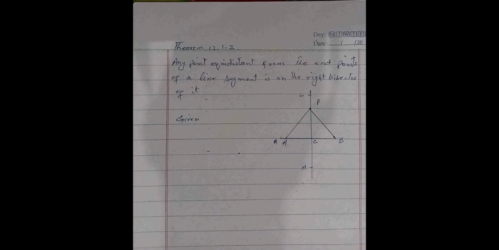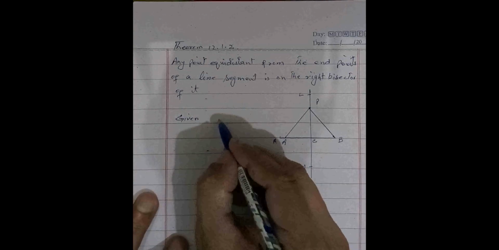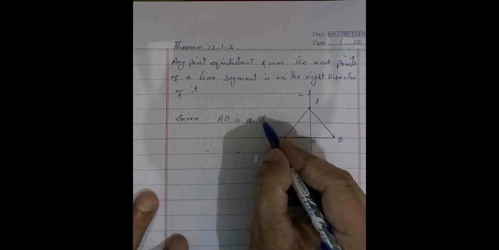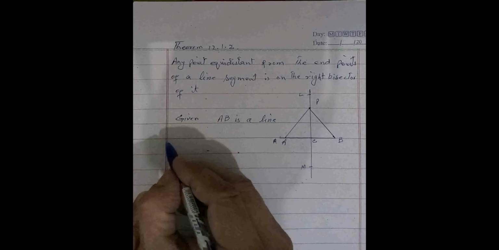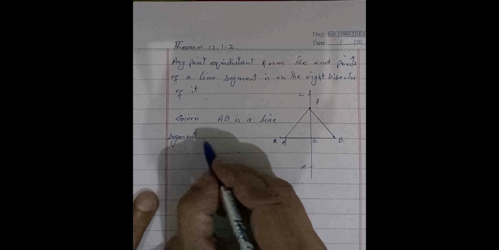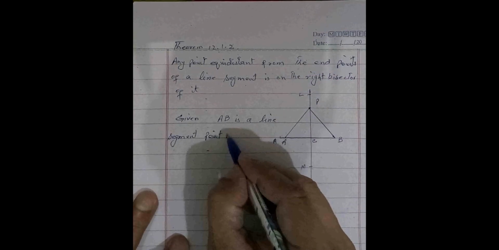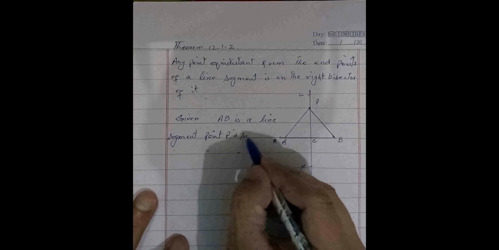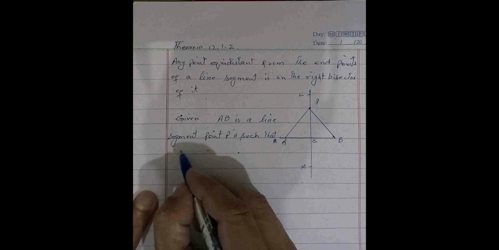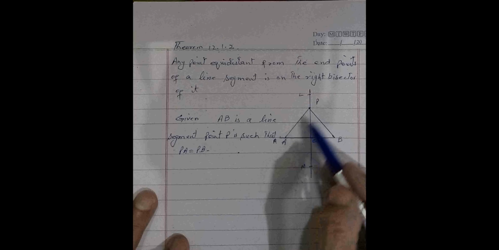Given: AB is a line segment. Point P is such that PA is equal to PB.